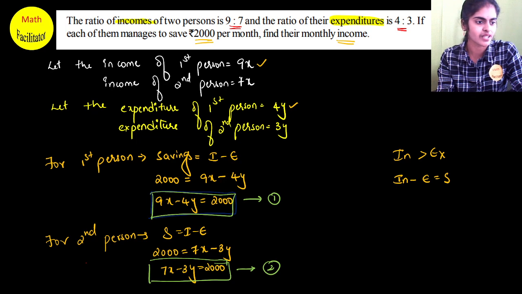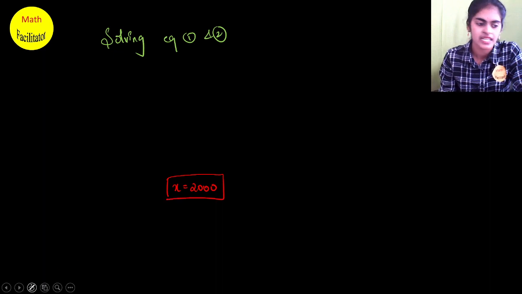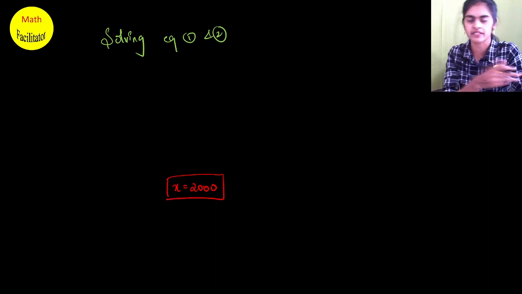So just give me a second here. The slide got erased. So while I upload it, I'll write it here. Since I'm uploading the notes for you, free notes on the Math Facilitator website, it is important for me to write it again. So the x value I got is 2000 finally. This part I'll rewrite and upload on the website mathfacilitator.com. You can find the link of the website in the description of the video. You can find the free notes there.